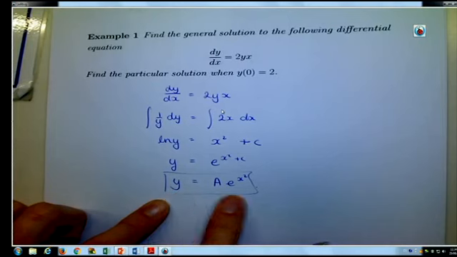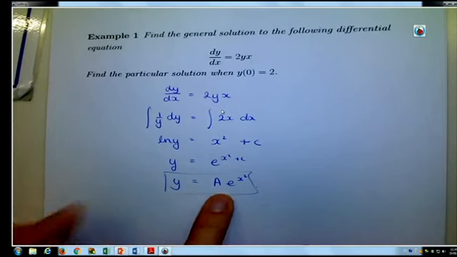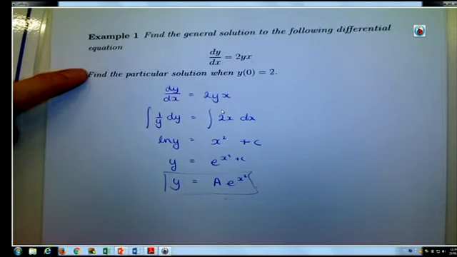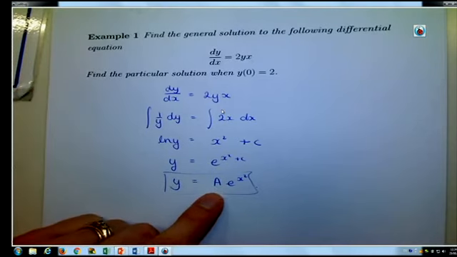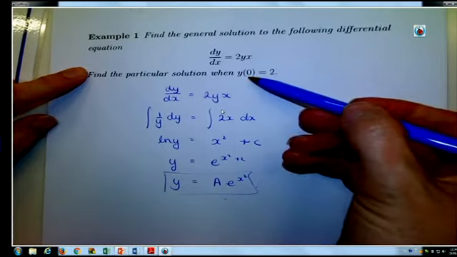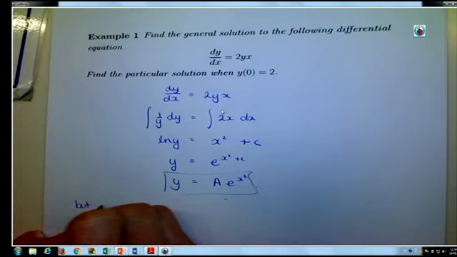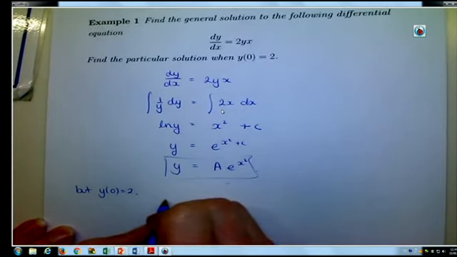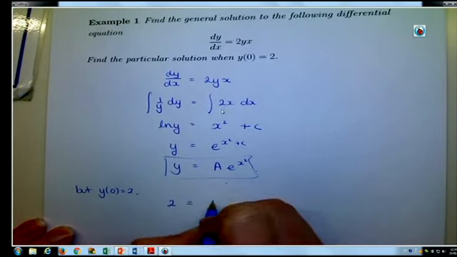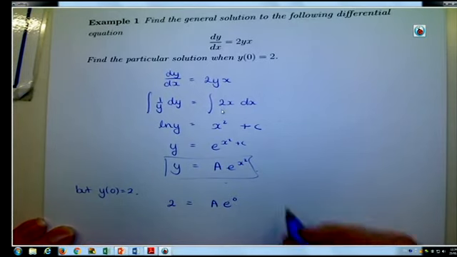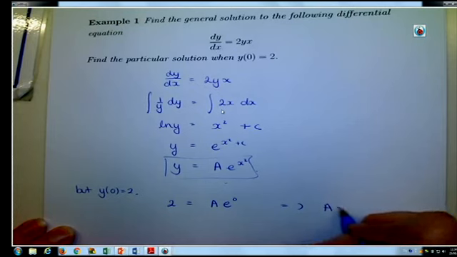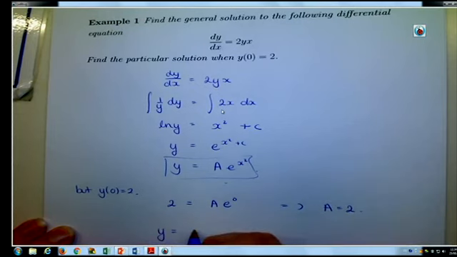Because we've integrated it and we've got a constant in it, this constant can take on any value. This part of the question says find the particular solution, so find the particular value of a so that when x is equal to 0, y is equal to 2. Okay? So 2 is equal to a e to the 0. There we go.